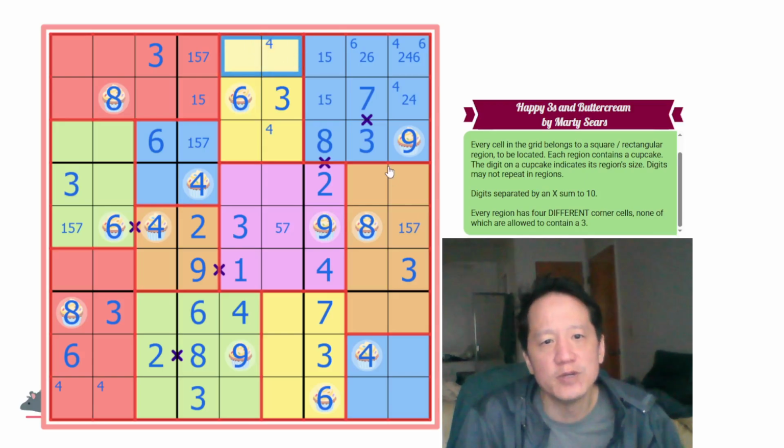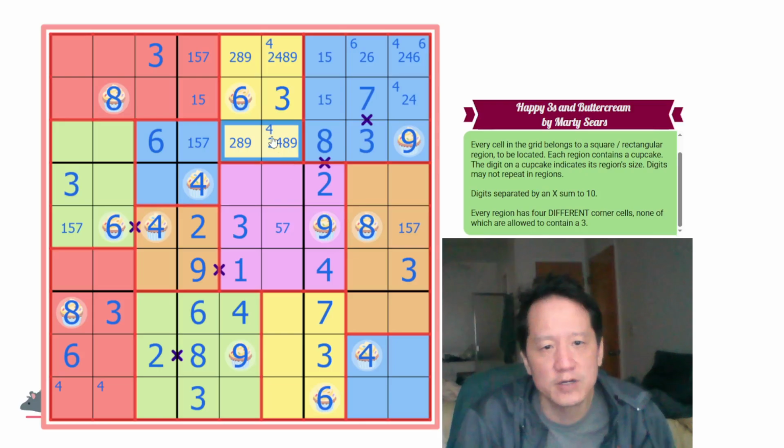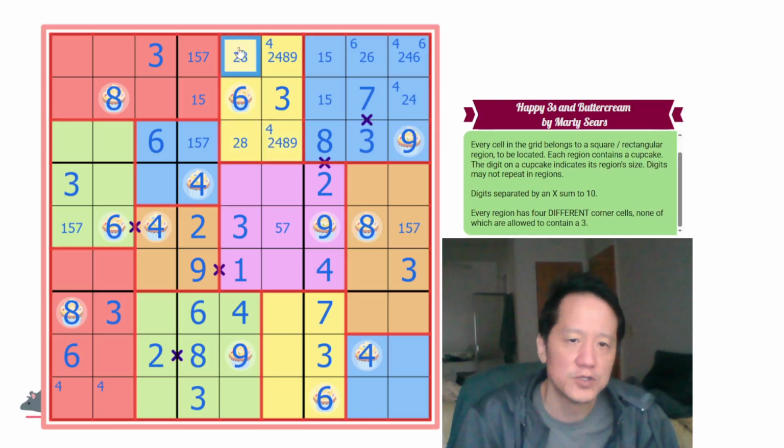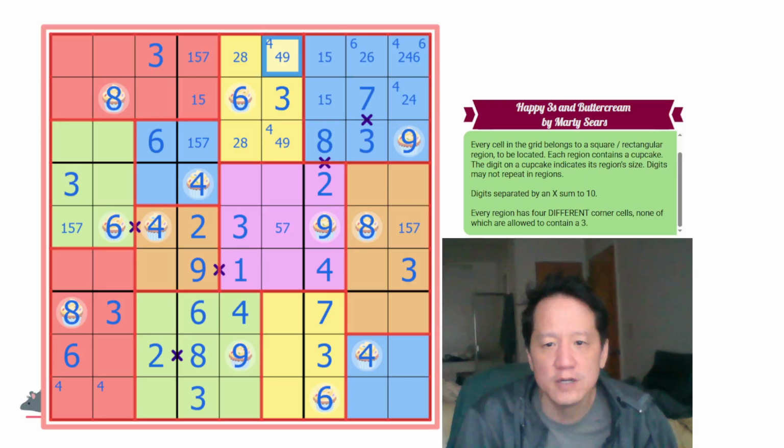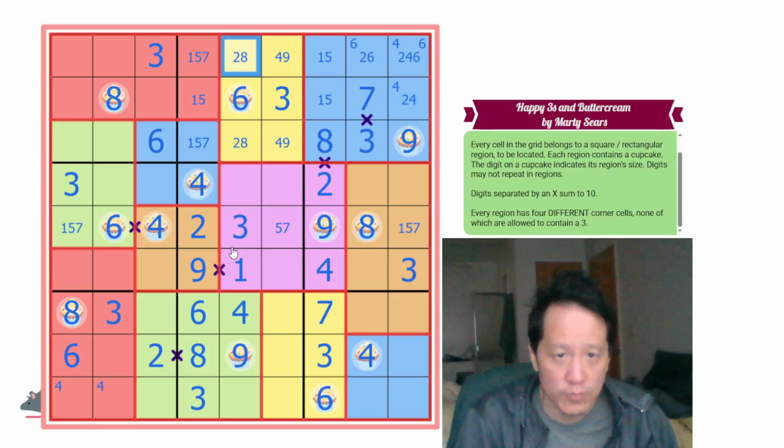So there has to be 2, 4, 8, and 9. So these are 4. This is 2, 8, and 9 in the rest of the box. But this can't be 9. So now we have a 2, 8, 2, 8 pair in the box, which eliminates 2 and 8 from the rest of the box. So this cannot be 2 and 8. Therefore, that forms a 4, 9 pair there.